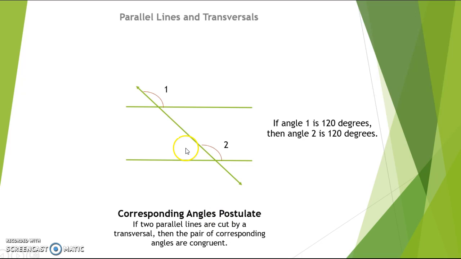So in this diagram here we can see the two parallel lines. Here's the transversal cut through the two parallel lines, and angle 1 and angle 2 are corresponding angles. If you see, they're on top of the parallel line and to the right of the transversal. So if angle 1 is 120 degrees, then angle 2 is also 120 degrees.